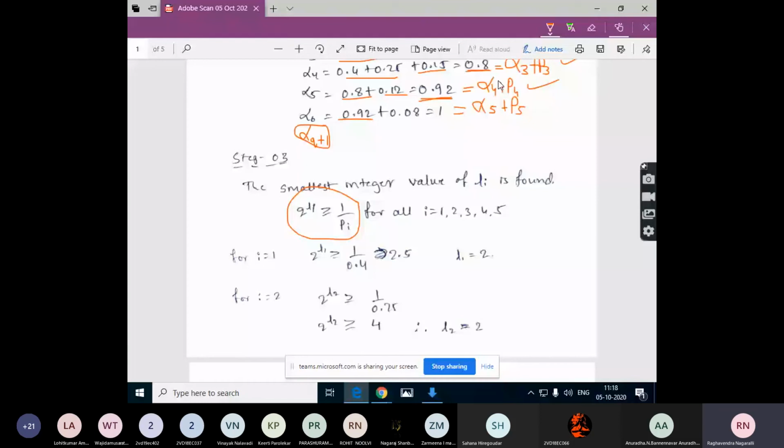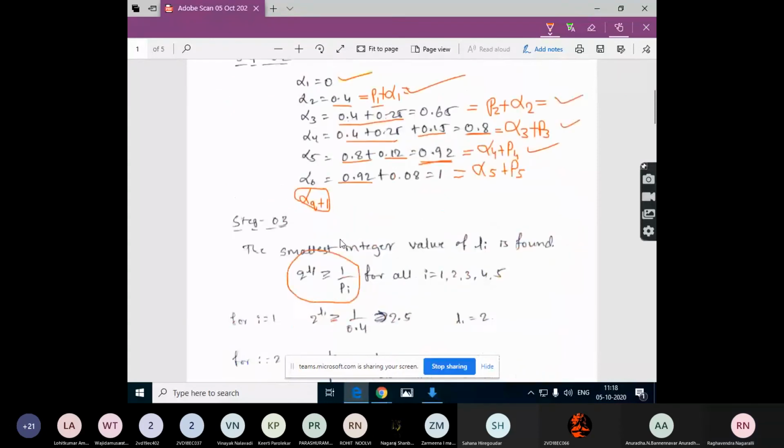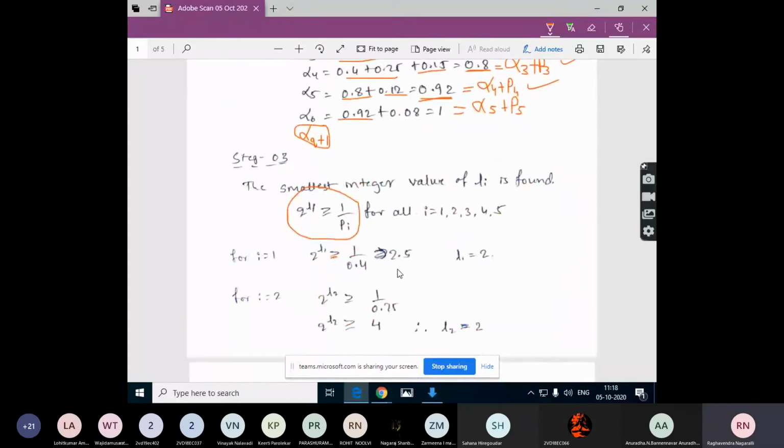Okay, for i equals 1, 2 raised to l1 should be greater than or equal to 1 by p1. What is p1? p1 is 0.4. So 1 by 0.4 is nothing but 2.5. And what should be the value of l1 to get greater than or equal to 2.5?